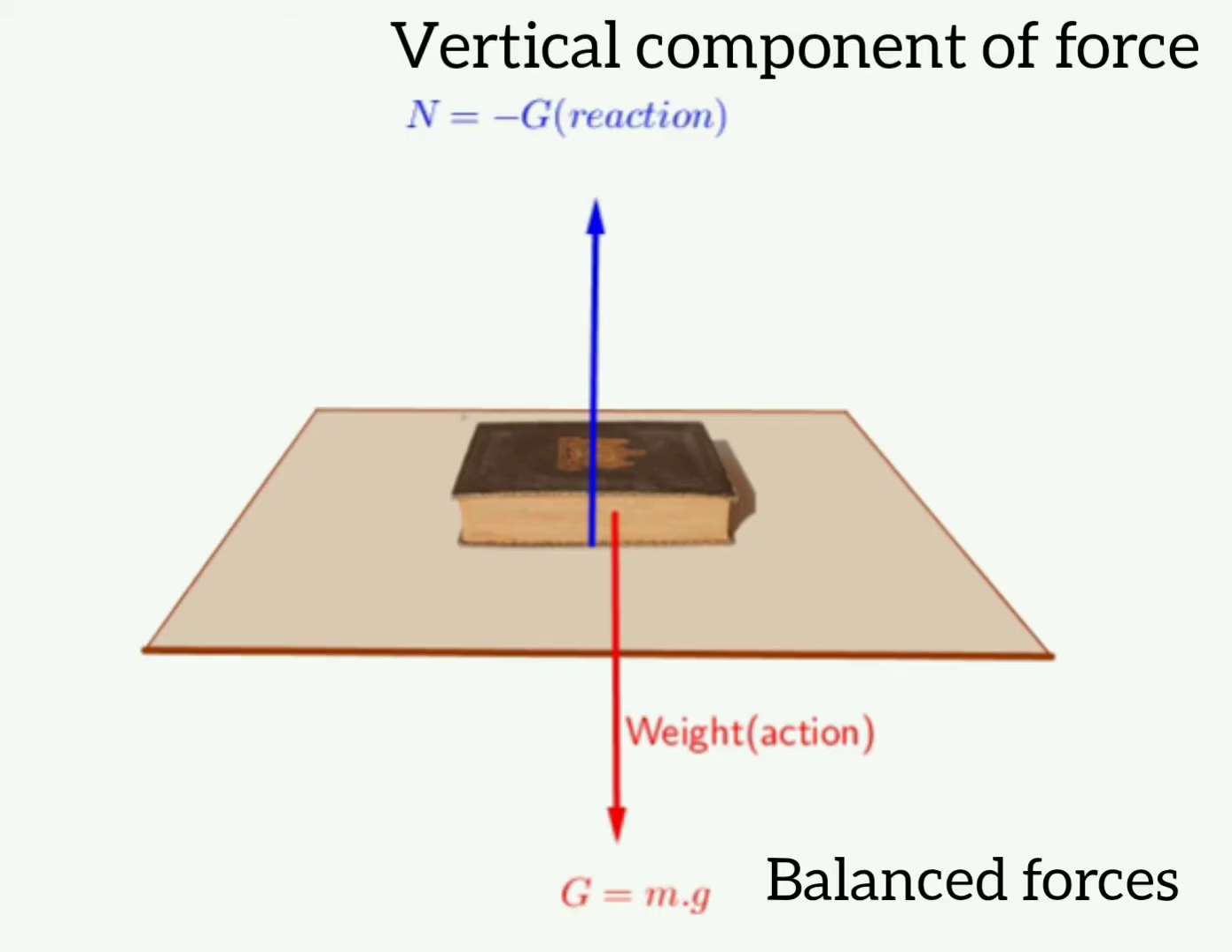Here, a book is placed on the floor. So the forces acting on the book are: the downward force is mg, that means the weight of the book, and the weight of the book is balanced by an upward force, the normal reaction. So mg is the action and the upward normal force is the reaction acting on the book.